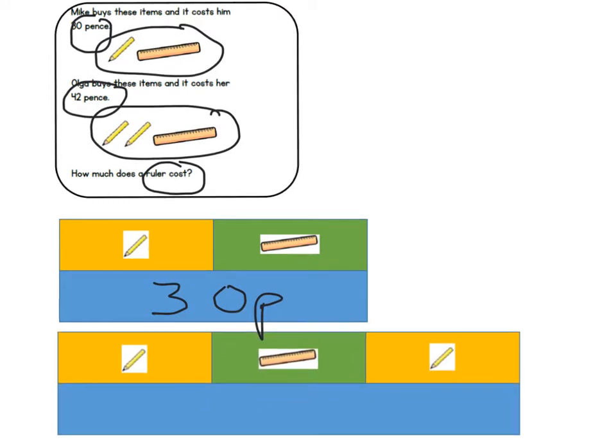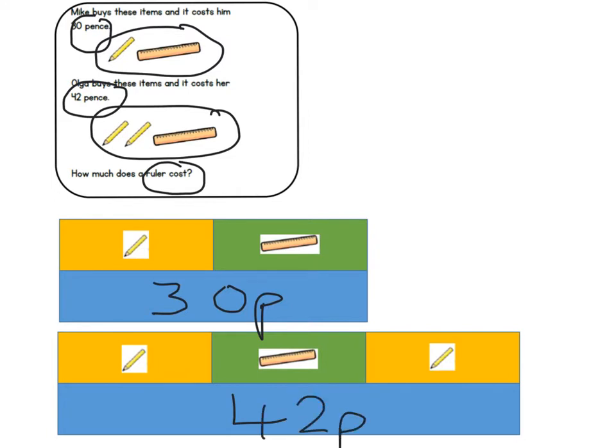So what we might do for that is use a bar model, and we can see from the bar model that we've got the ruler and the pencil, and combined together the ruler and the pencil are costing 30p. And then we can see also that when we bring this bar in here, we've got the pencil, the ruler and an extra pencil, and combined together that's costing 42p.